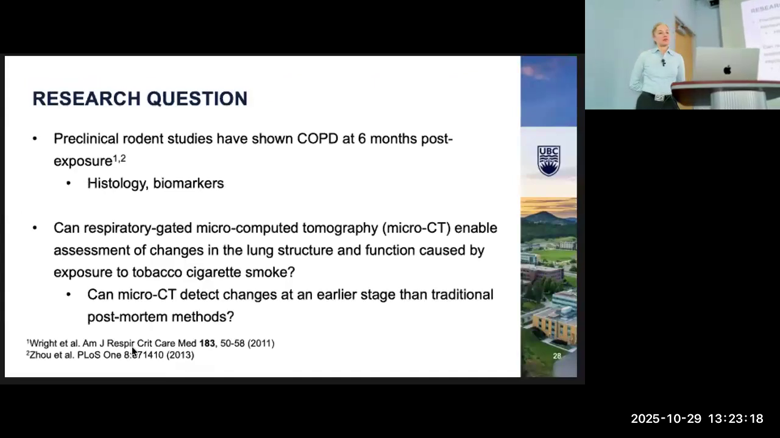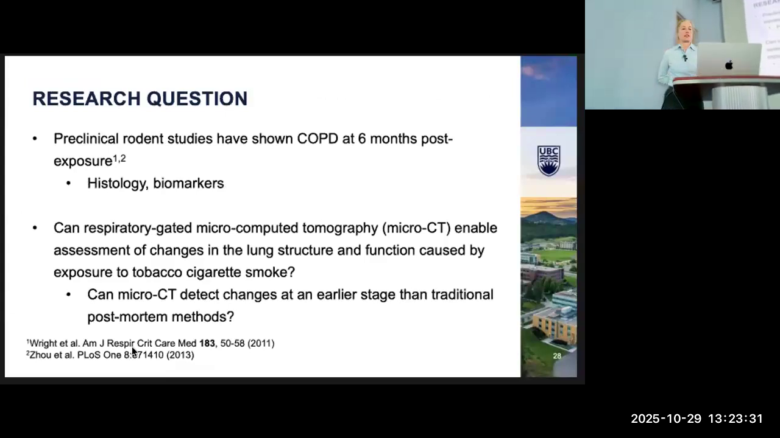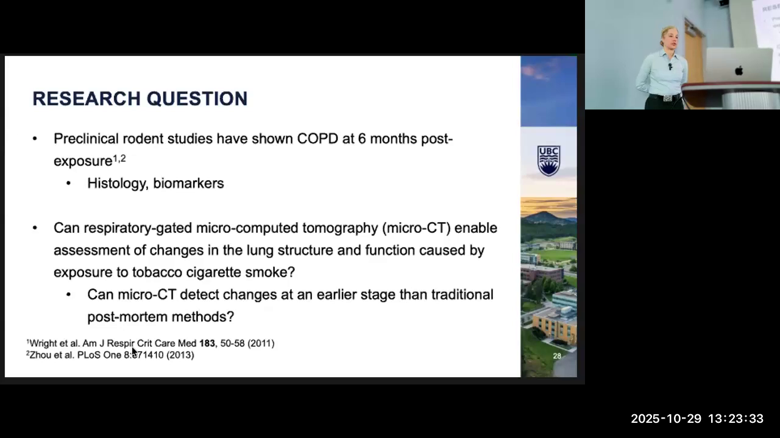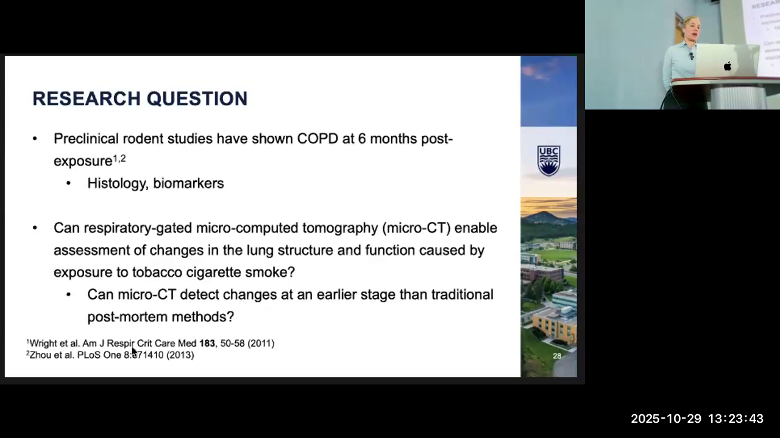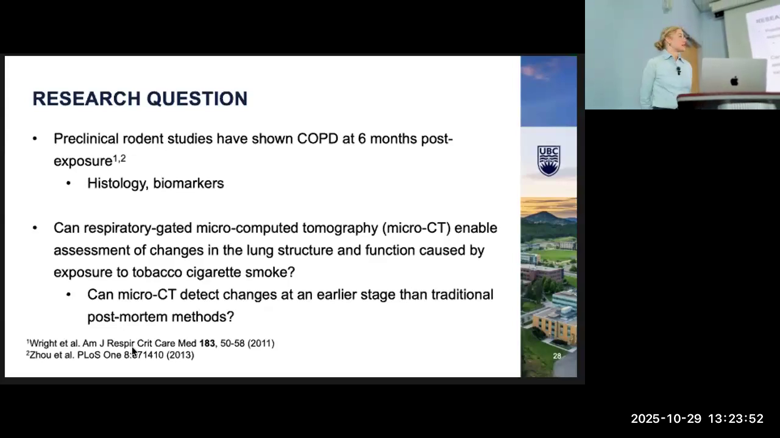So there have been some studies previously looking at COPD in rodents. These previous studies have been in mice, guinea pigs, and hamsters, and they've shown that at about 6 months post-exposure to cigarette smoke, the symptoms of COPD begin, and they're looking at histology and biomarkers. So this is a post-mortem study. So we wanted to know if we could do this in vivo, and then we could potentially monitor the same animals over time.